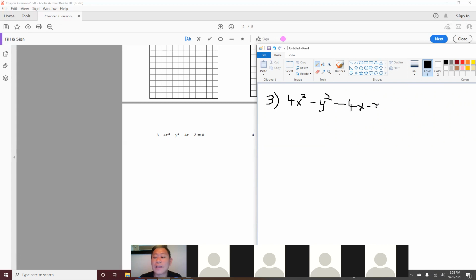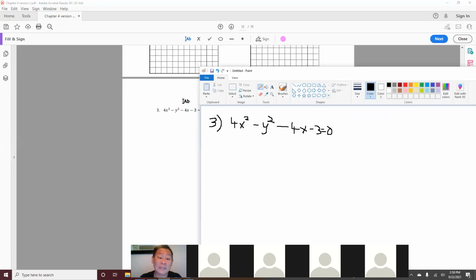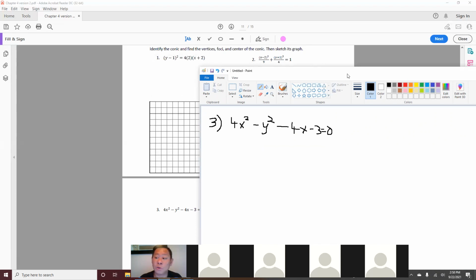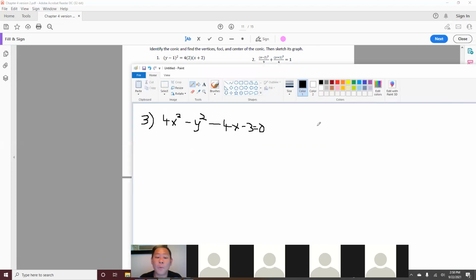Okay, so let's take a look at question 3. So please concentrate on this type. And once you know how to do this, 1 and 2 are easy. Okay, so when you do your homework, the first 2 questions like this are easy because you do not need to do any factoring. But once you get into here, you will need to do some work.